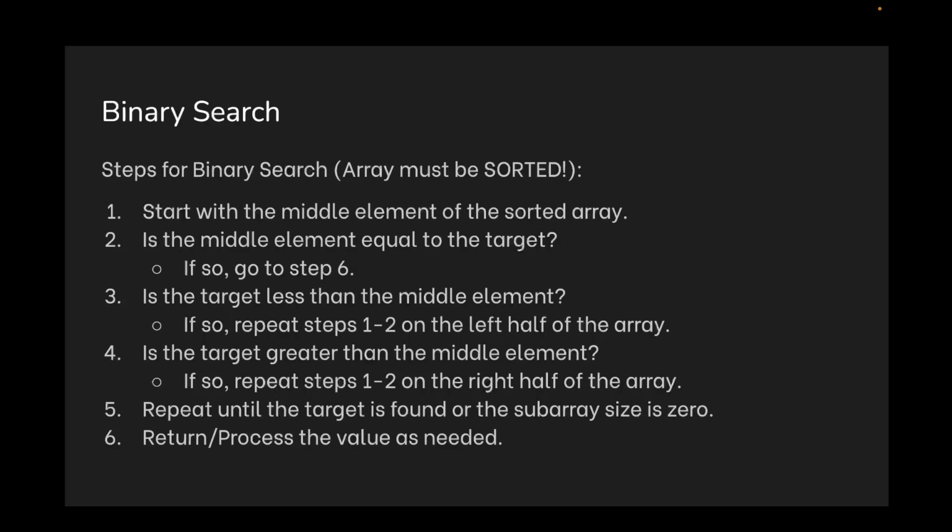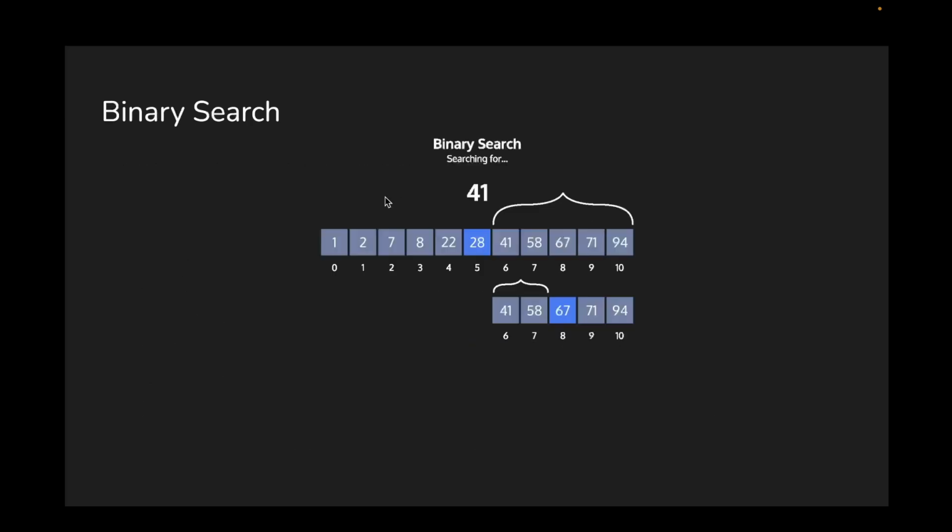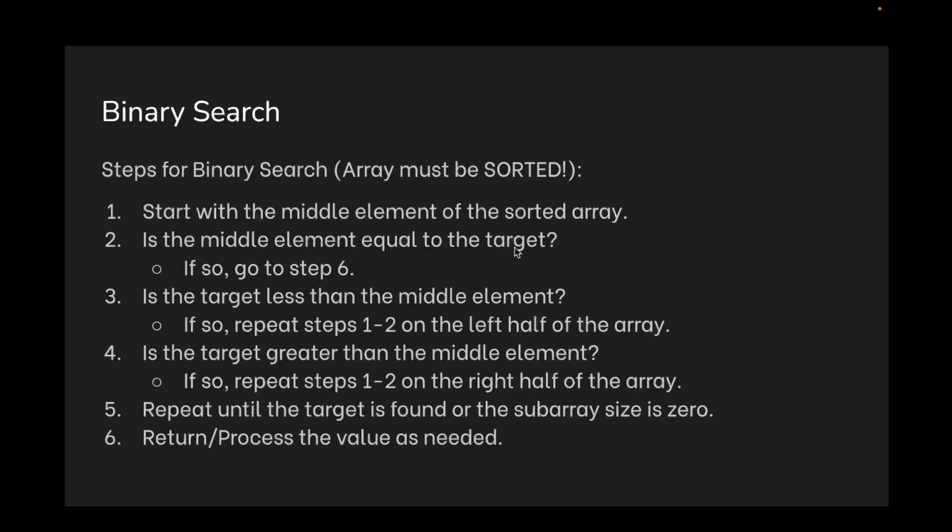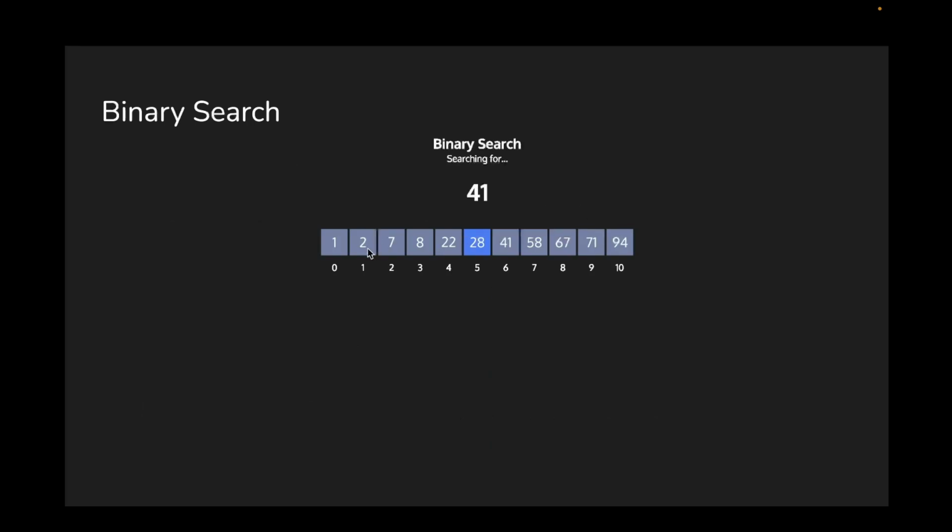Wait, there's a question in chat. Should the array be sorted from least to greatest or greatest to least? Good question. In the case of binary search, we would sort it from least to greatest. Hope that answers the question. The reason why we do it from least to greatest is because that's kind of intuitive when we're dealing with arrays. So yeah, we do it from least to greatest.